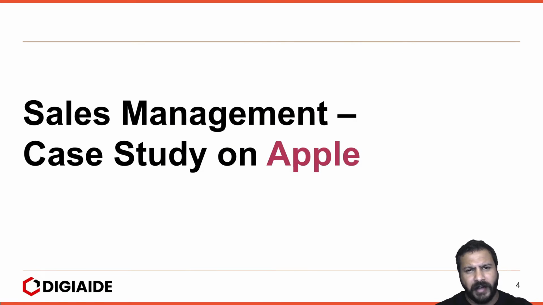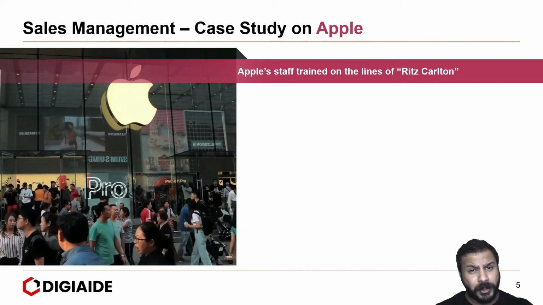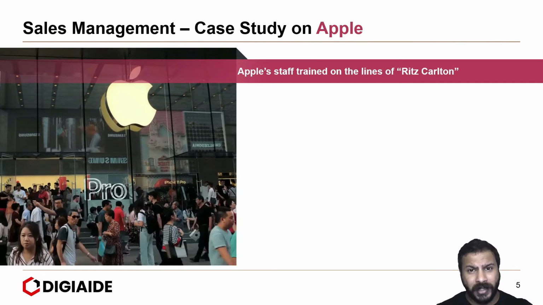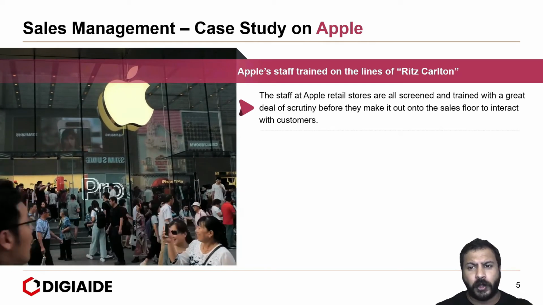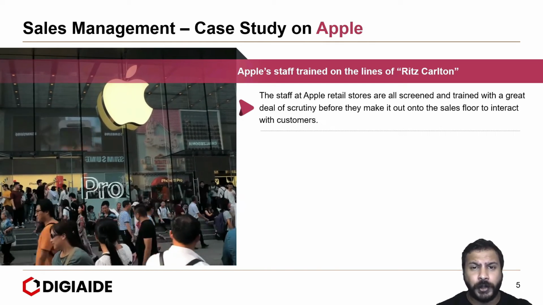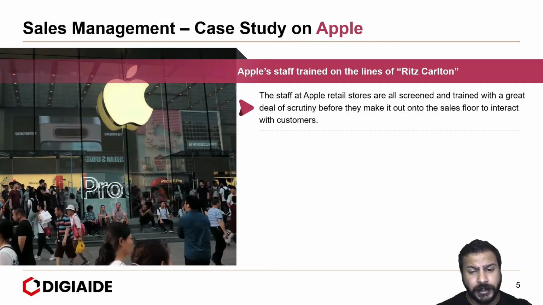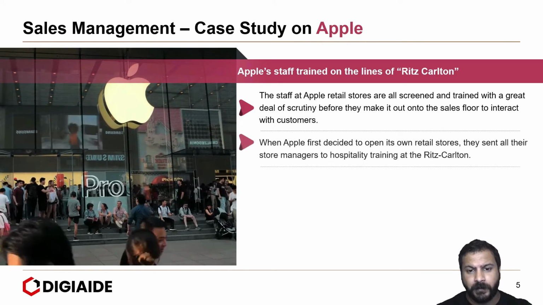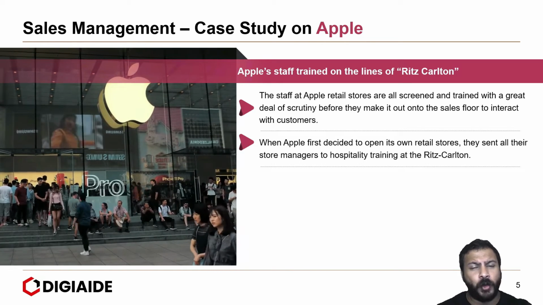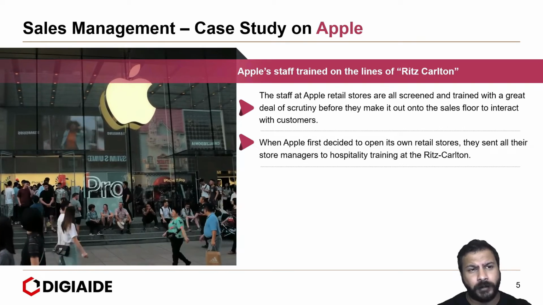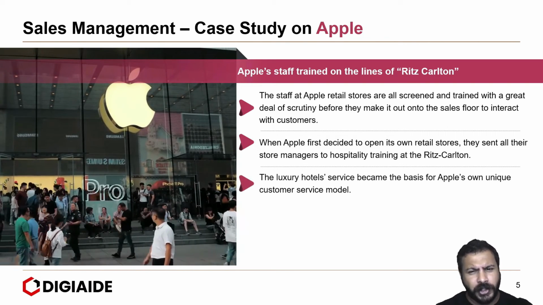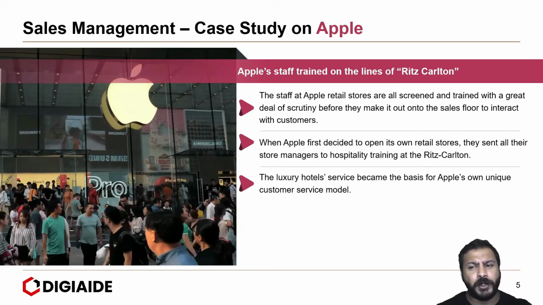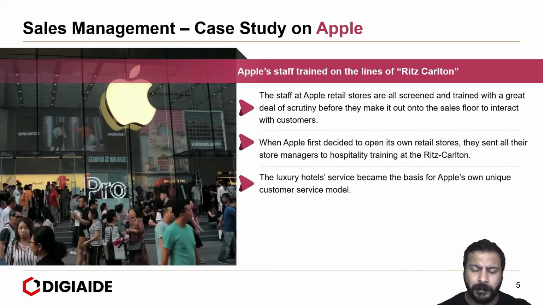Let's look at a case study of Apple on sales management. Apple staff trained on the lines of hospitality major Ritz Carlton. The staff at Apple retail stores are all screened and trained with a great deal of scrutiny before they make it out onto the sales floor to interact with customers. When Apple first decided to open its own retail stores, they sent all their store managers to hospitality training at the Ritz Carlton. The luxury hotel service became the basis for Apple's own unique customer service model.